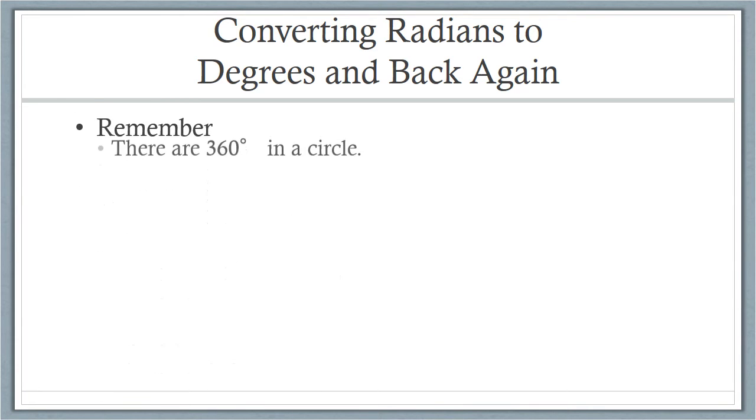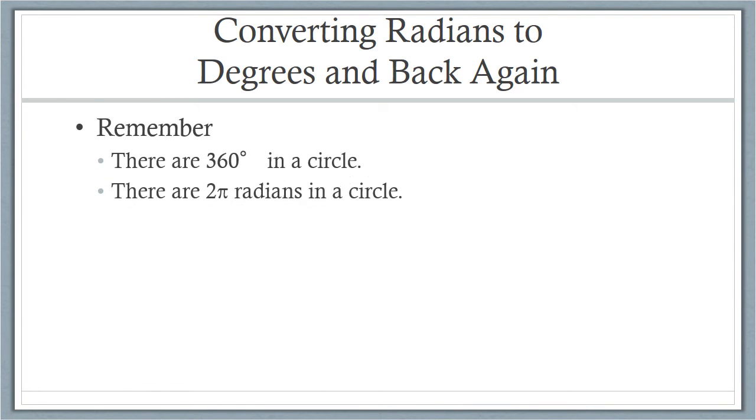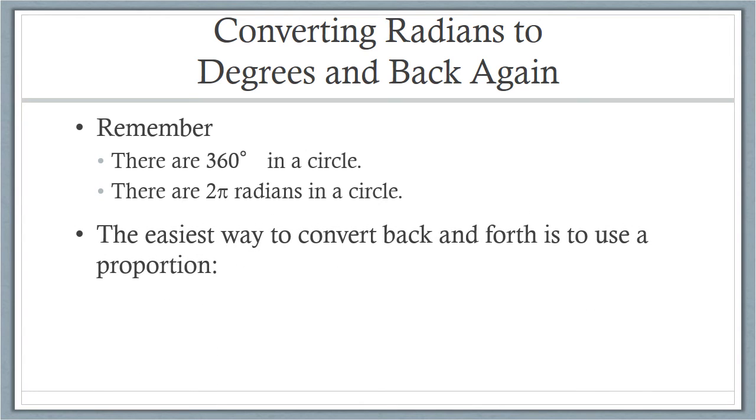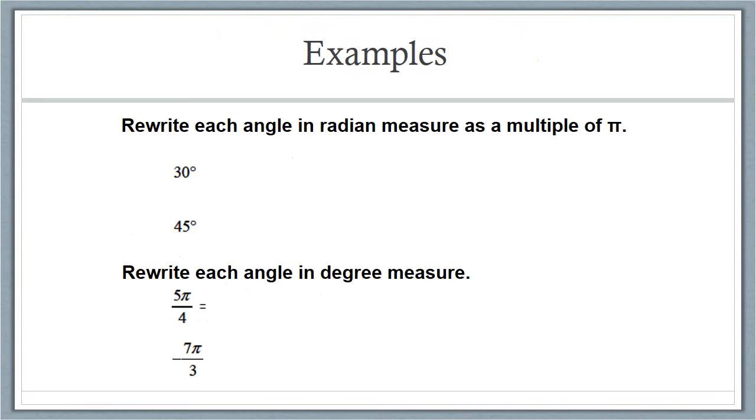Okay, converting. Remember, there's 360 degrees in a circle. There are also 2 pi radians. So what I like to do is use a proportion. 360 over 2 pi is 180 over pi. 180 degrees over pi. We'll just set that up.